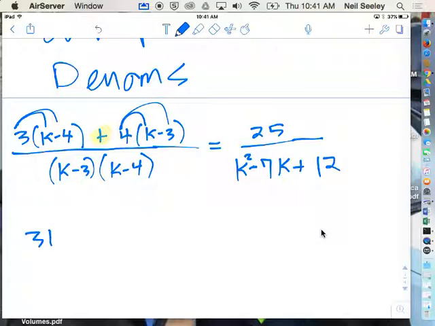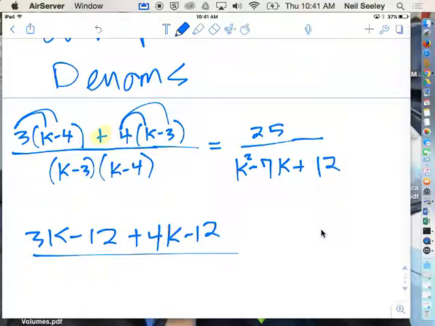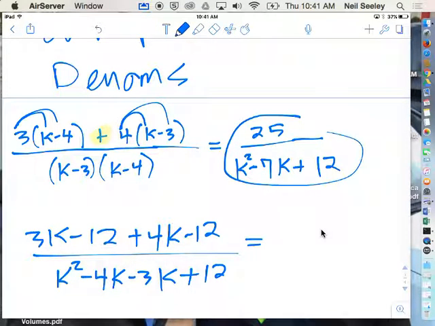So you got 3k, you got minus 12, you got plus 4k, minus 12. It's convenient. And on the bottom, I could distribute that. That'd be interesting. So it'd be k squared minus 4k minus 3k plus 12. And on the right-hand side, let's put this. I think I can copy and paste this thing here.